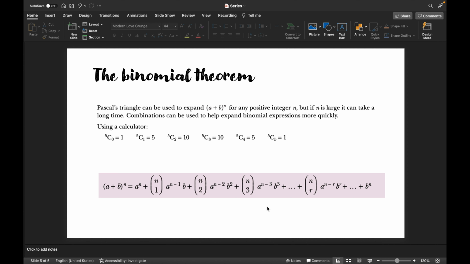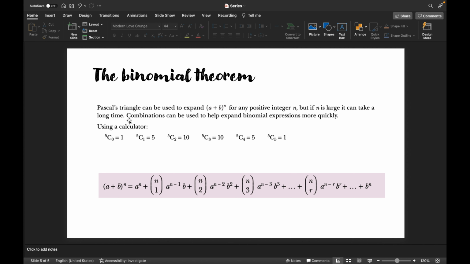But in the binomial theorem, you have to use the nCr function on your calculator to find the coefficient. Either way, you're going to end up with the same answer, but this method would be better because you wouldn't have to write down every single row in order to find a particular value. Pascal's triangle can be used to expand this function for any positive integer, but if n is large, it can take a long time. So that's what I told you before. And combinations can be used to help expand binomial expressions more quickly.